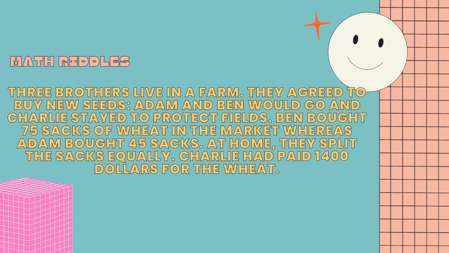Charlie had paid $1,400 for the wheat. How many dollars did Ben and Adam get of the sum, considering an equal split of the sacks?